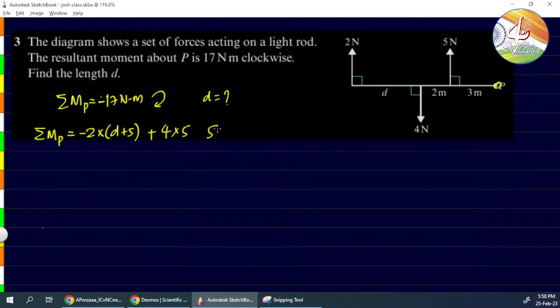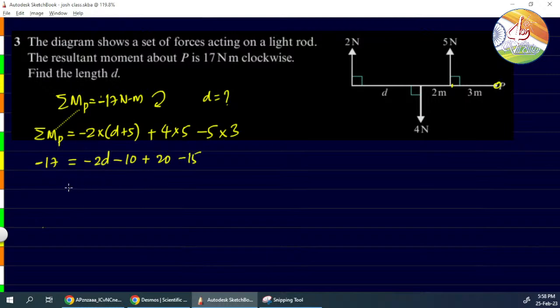The next force is 5. Perpendicular distance is 3, and this is going in clockwise direction, so minus. So this total, we know the value of MP. Substitute here. So minus 17 equals minus 2, open the bracket, D plus 5, minus 2D minus 2 5s are 10 plus 4 5s are 20 and 15.